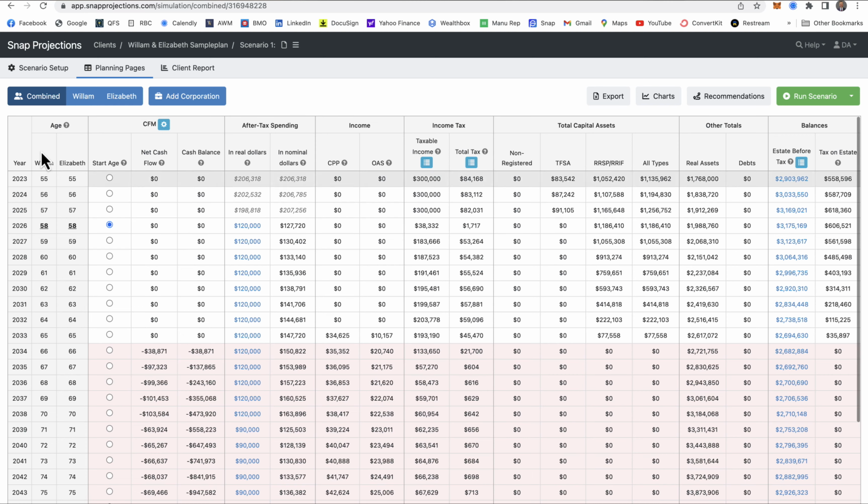Along the left-hand side, you see their age and the years. And so obviously they're 55 now, but they want to retire when they're 58. So that's why this is black here. And we're starting their income stream exactly in the year that they retire.